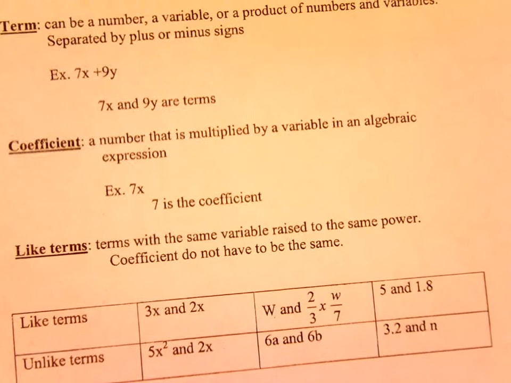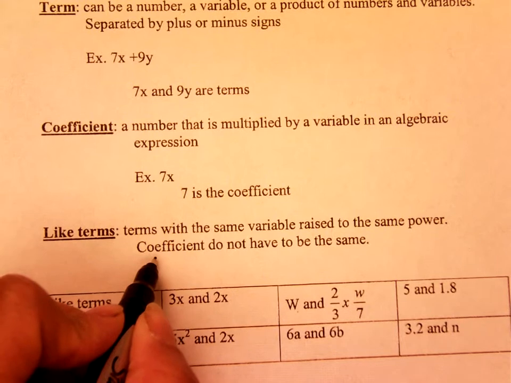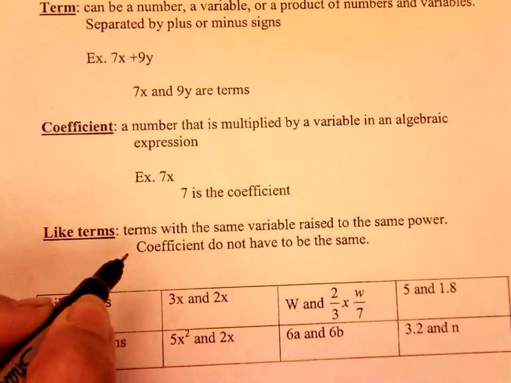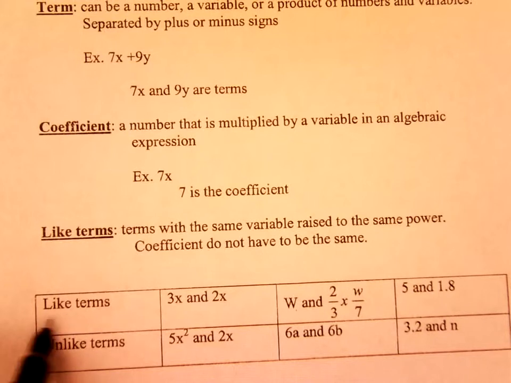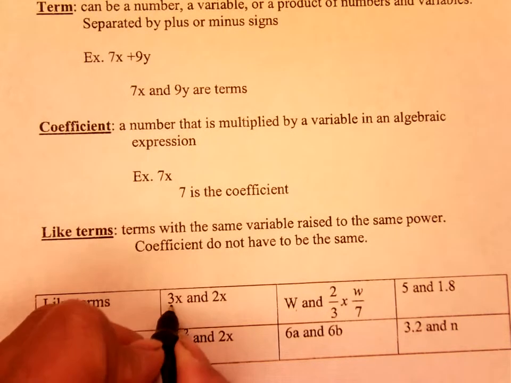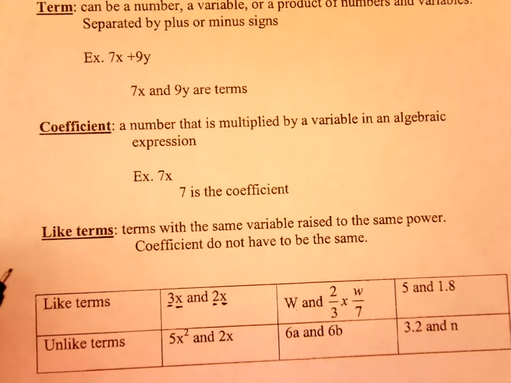Like terms are terms with the same variable raised to the same power. Coefficients do not have to be the same. So the number does not have to be the same, but the exponent and the variable have to be the same. So for example, like terms, 3x and 2x. The coefficients, or the numbers, are not the same, but look, they have the same x.